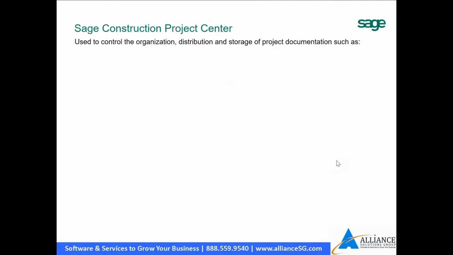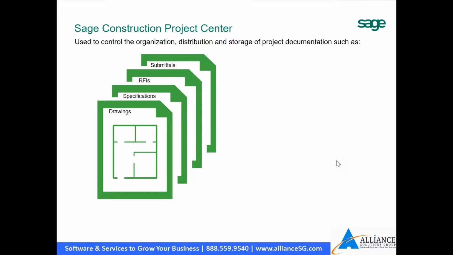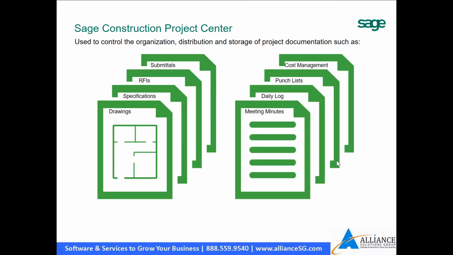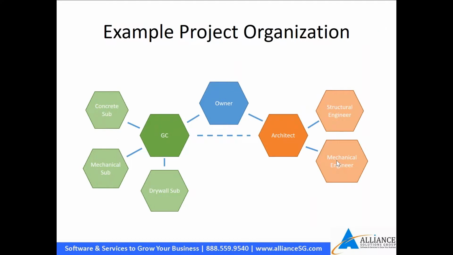So what kinds of information are we housing within Project Center? The four main workhorses within the business: drawings, specifications, RFIs, submittals. It'd be hard to call ourselves a project management system if we didn't have really good workflows around that kind of documentation. Additionally, though, meeting minutes, daily logs, punch lists, cost management, and I can get into additional functionality as well. It's a really robust platform that has just about all the documents you really need for your construction project management. So during that project life cycle, everything can really live in Project Center.